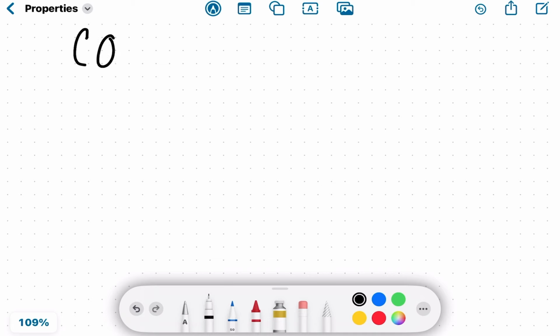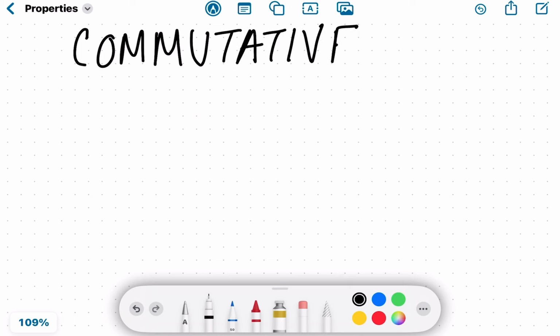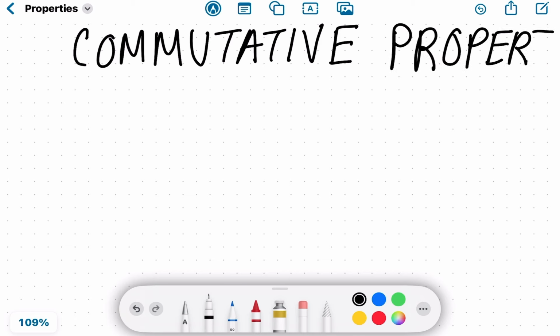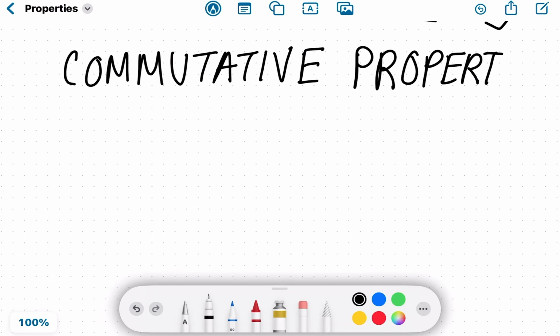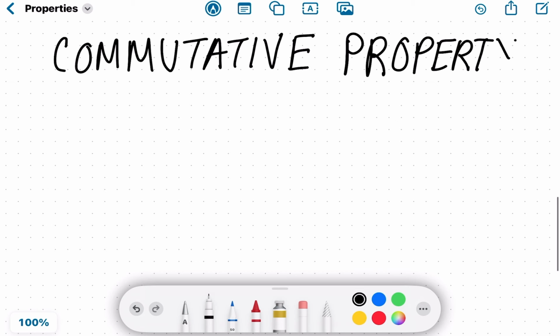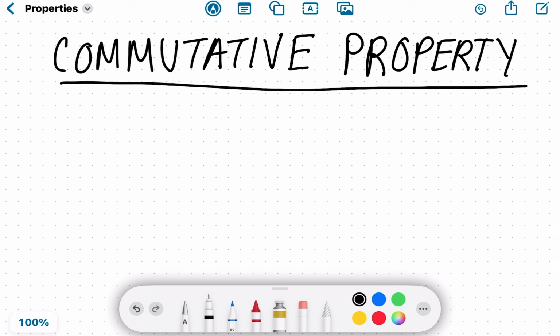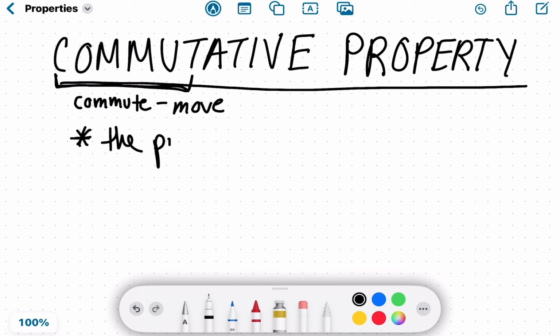First up, the commutative property. Take a look at the name, commutative. Does it signify something about its meaning? Commutative has a beginning like commute. And commute means move. So, per the definition, it is the property of moving numbers, or commuting numbers.